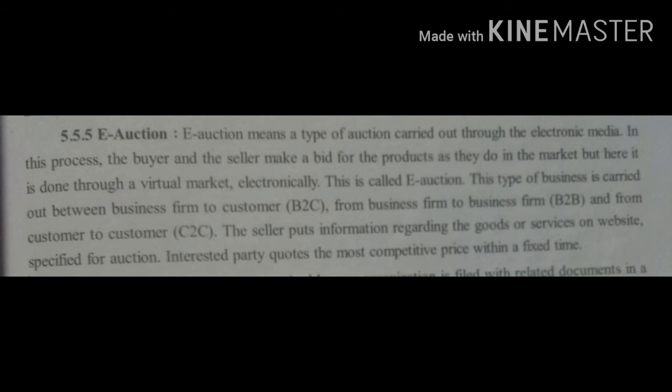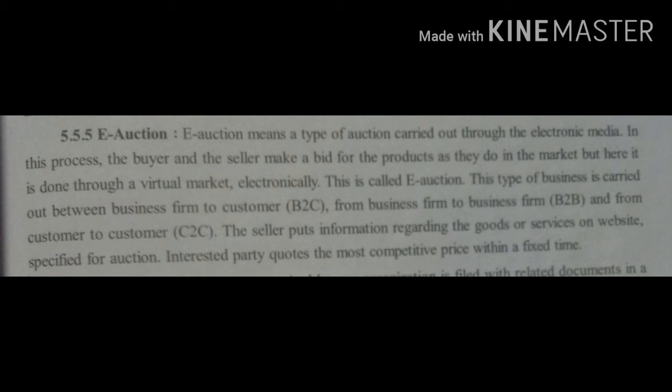E-auction. E-auction means a type of auction carried out through the electronic media. In this process, the buyer and the seller make a bid for the products as they do in the market. This type of business is carried out between firm to customer, B2C, from business firm to business firm, that is B2B, and from customer to customer, C2C.